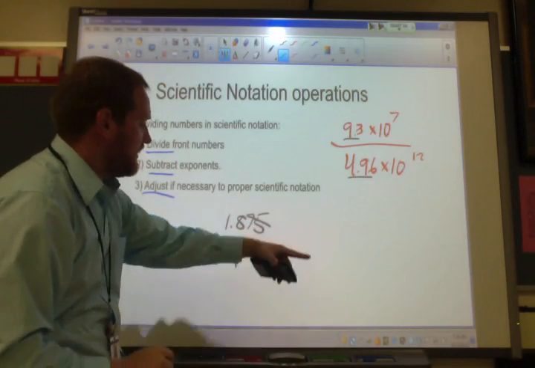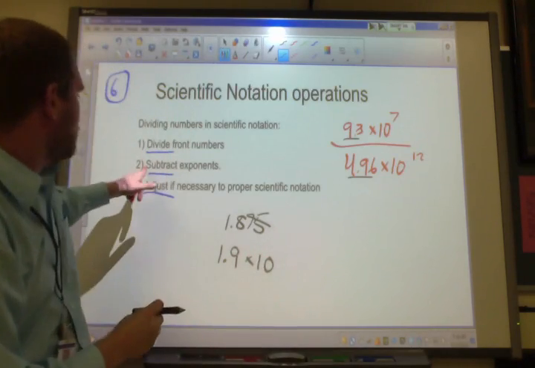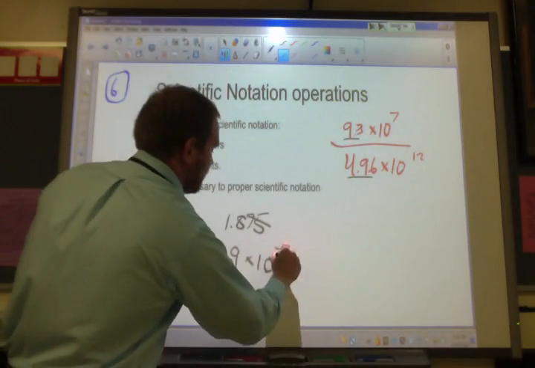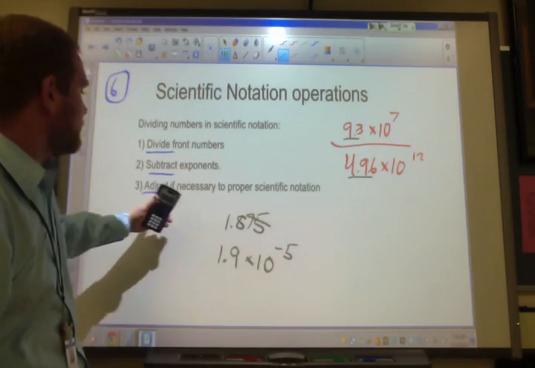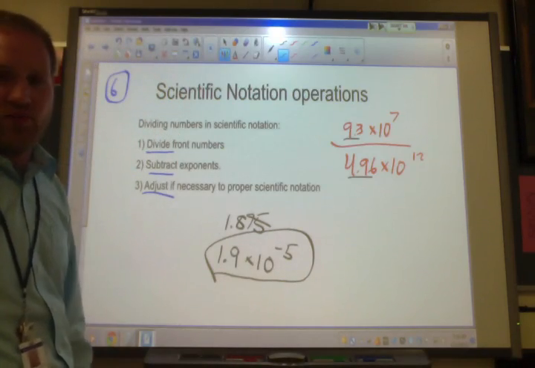I can't just knock the 7.5 off because that rounds up. Times 10 to the, subtract exponents, 7 minus 12 is negative 5. Adjust if necessary. Well, in this case, we don't need to adjust. 1.9 is between 1 and 10. We're good.